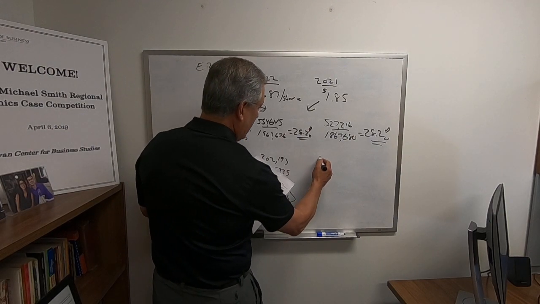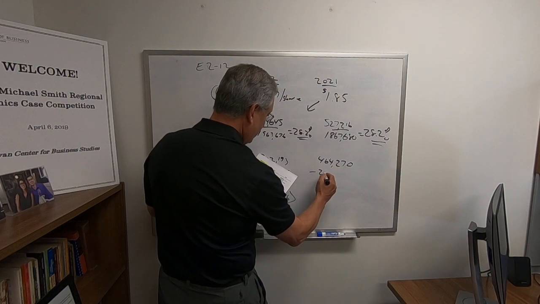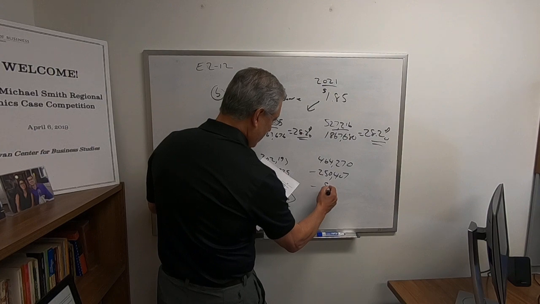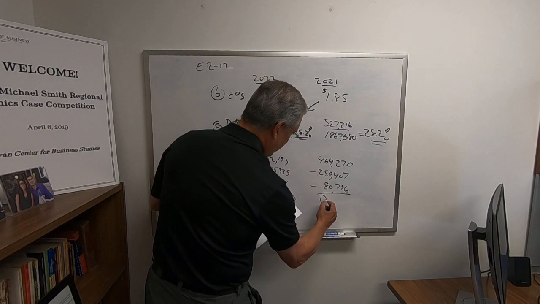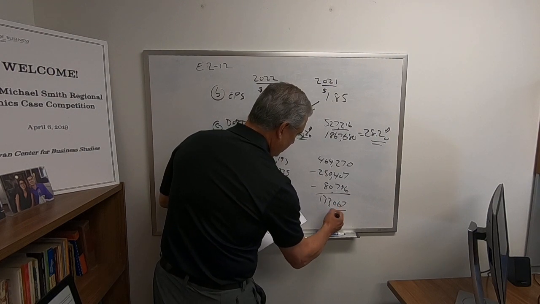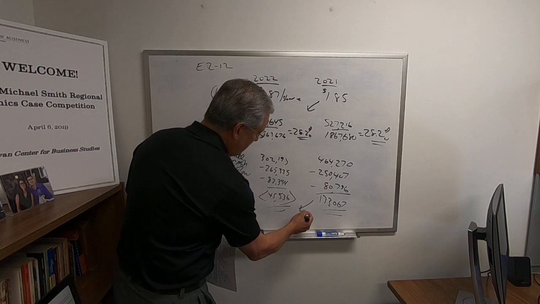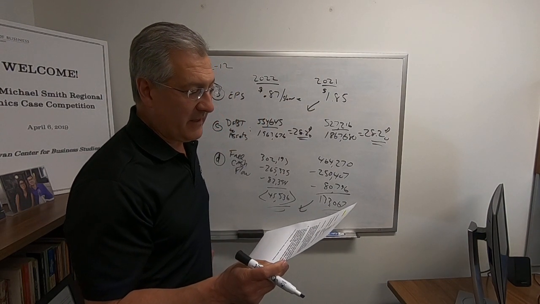2021 cash flow from operations 464,270, capital expenditures 250,407, and dividends paid 80,796. Free cash flow was 133,067. Positive number, but again you can see a downward trend here. So the company is not performing that well.